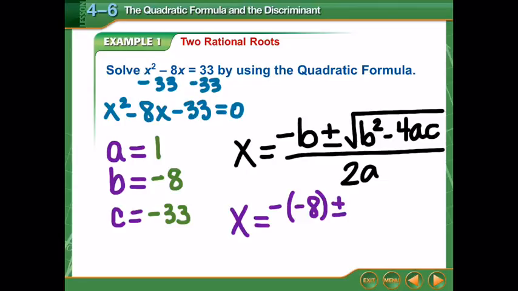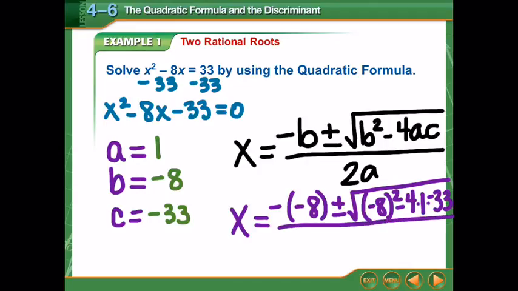Plus or minus the square root of, and I draw my square root pretty far down, and then b squared is going to be negative 8 squared minus 4 times 1 times negative 33. I didn't leave very much room here, so minus 4 times 1 times negative 33. Okay, and then this is going to be all over 2 times a, which is 1. Okay, first step is always just plugging it into the equation. Then we're going to start simplifying just a piece at a time.